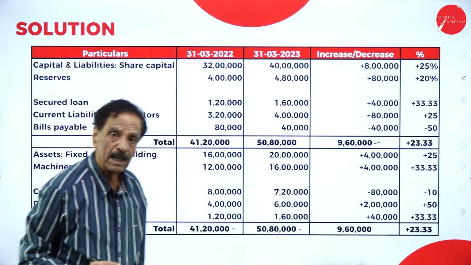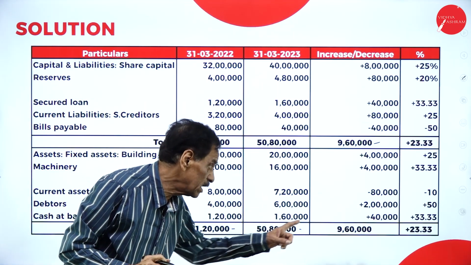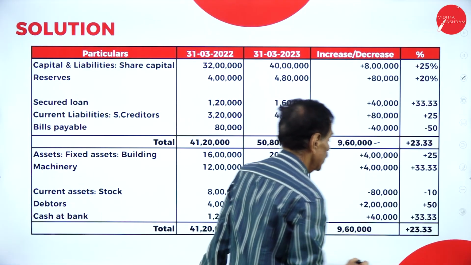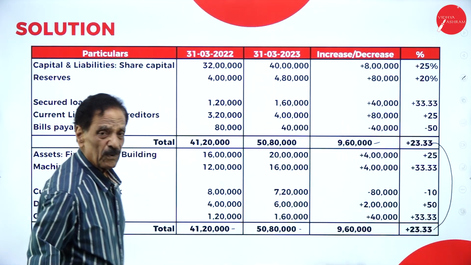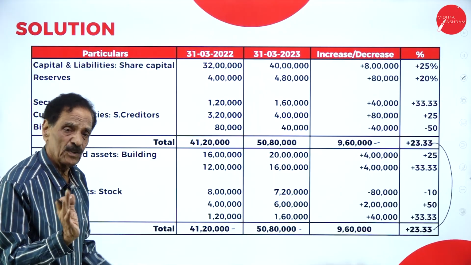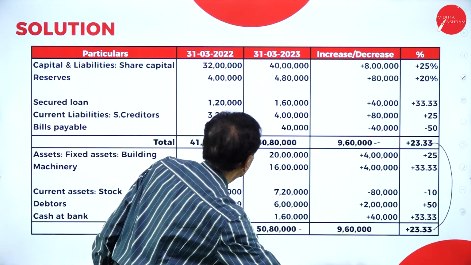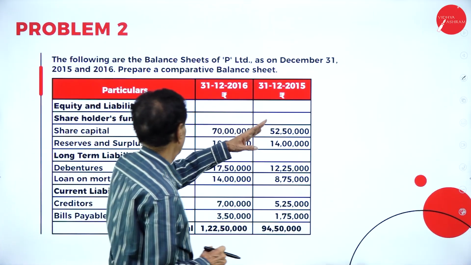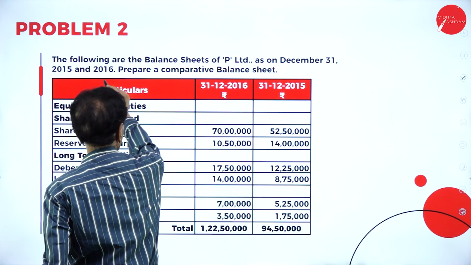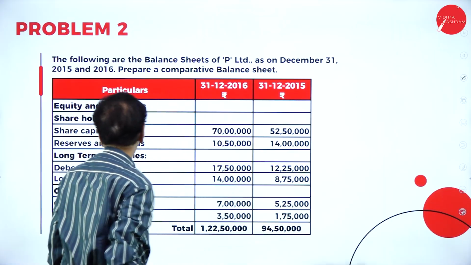Totally 41 lakh 20,000, 50 lakh 80,000. There was an increase of 9 lakh 60,000. It shows 23.33%. So only increase or decrease you have to compare. Now, we'll move on to second problem. Following is the balance sheet of P Limited on 31st December 2015. Prepare the comparative balance sheet.